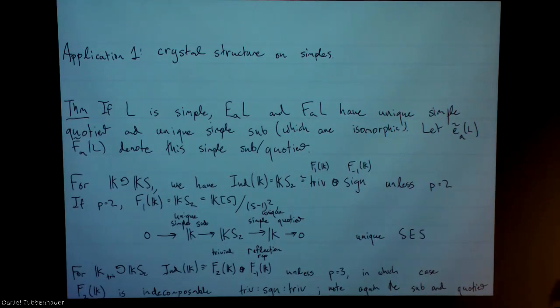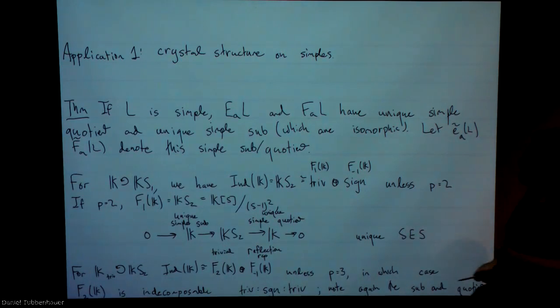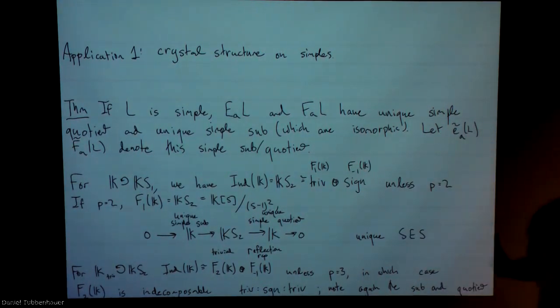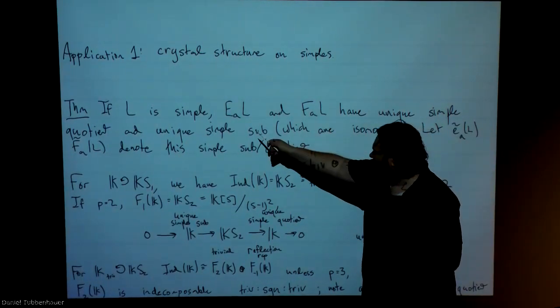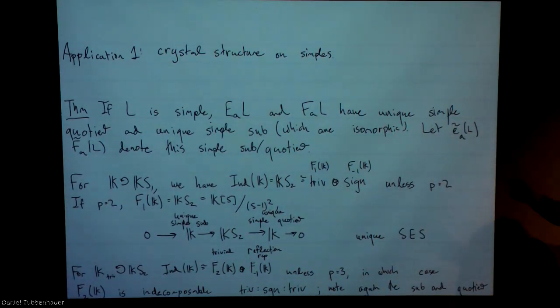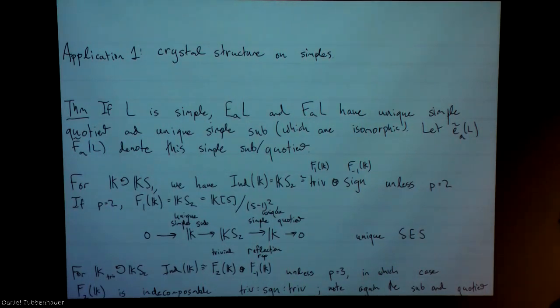I wanted to get to an actual application. I think this is really cool, but if what you care about is symmetric groups, what does this tell us? Well, there's this kind of incredible fact that if I start with a simple module, this is all in any characteristic, in particular characteristic P, positive. If I apply EA to L or FA to L, those have a unique simple quotient and a unique simple sub. And those are actually isomorphic, which we denote EA twiddle of L and FA twiddle of L.